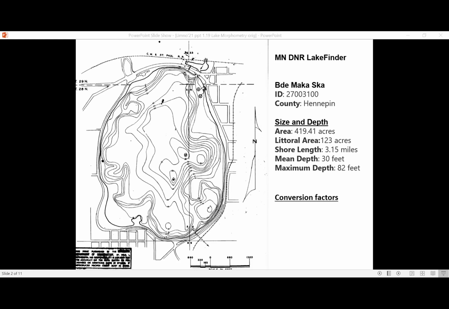Another characteristic is what's called the shoreline development factor. I guess I should write these two things up here. Okay, so we got those things, we can calculate them. The percent littoral zone is simply the littoral zone area divided by the area total.